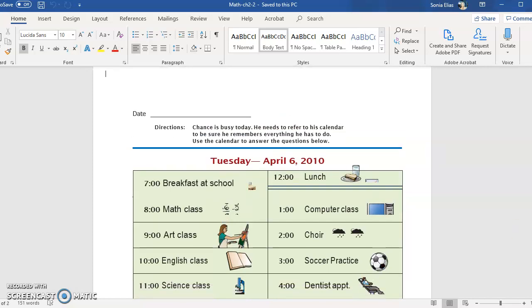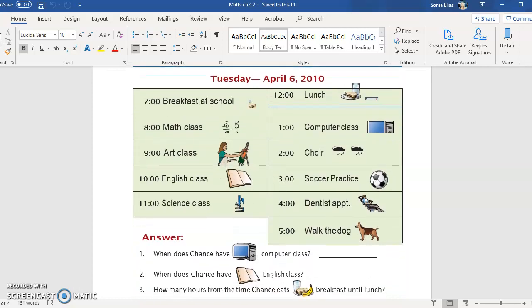Okay, first question. This one you have to do by yourself, so I'm just going to give you a hint for the first one, then you need to follow and answer the other ones. When does Chance have computer class? Right here on this part over here, you see at what time he has a computer class. Okay, so what time? You need to write it over here, as it is in here, on the line. Okay, so please answer the questions.